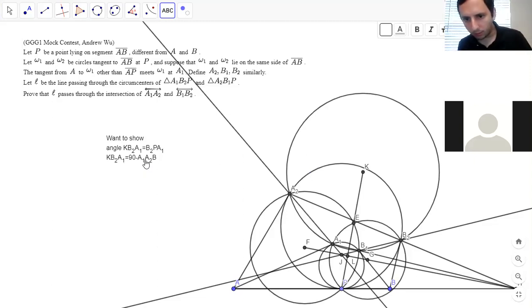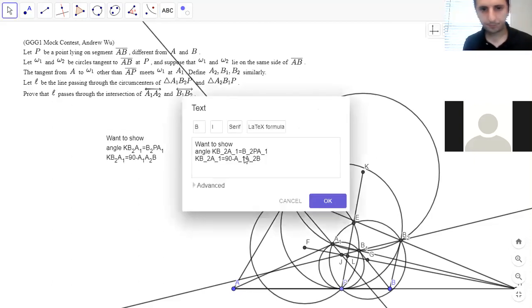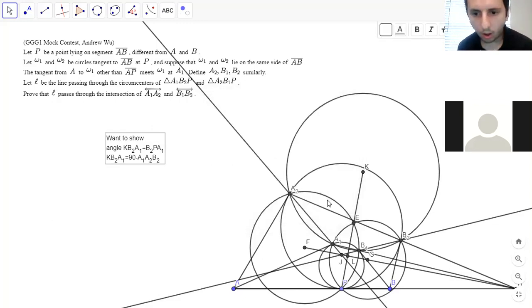A1. K is the center. Oh, do you mean A1 A2 B2? Yeah, A1 A2 B2. Oh, sorry. Yeah. Okay. So A2 B2, and then B2. So we need to prove that angle B2 A1 plus angle A1 A2B is 90 degrees.